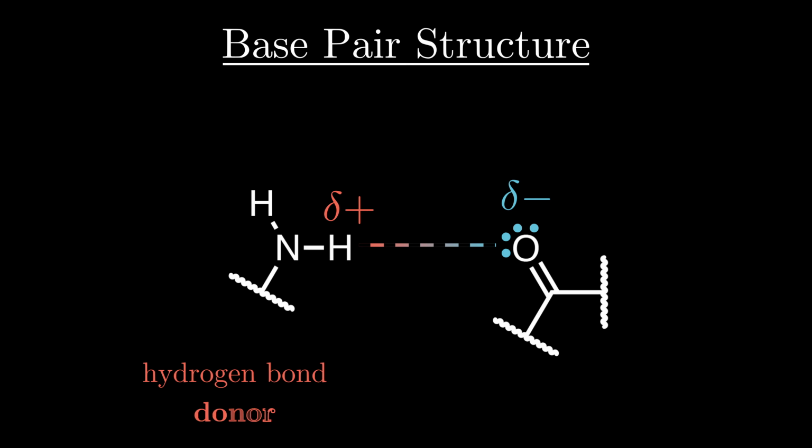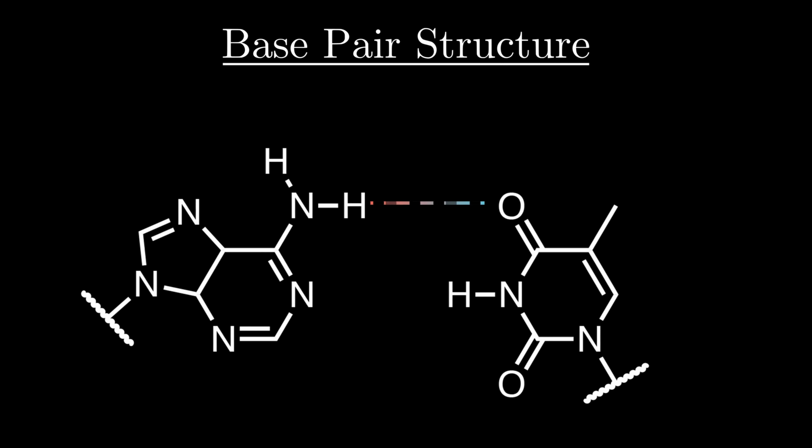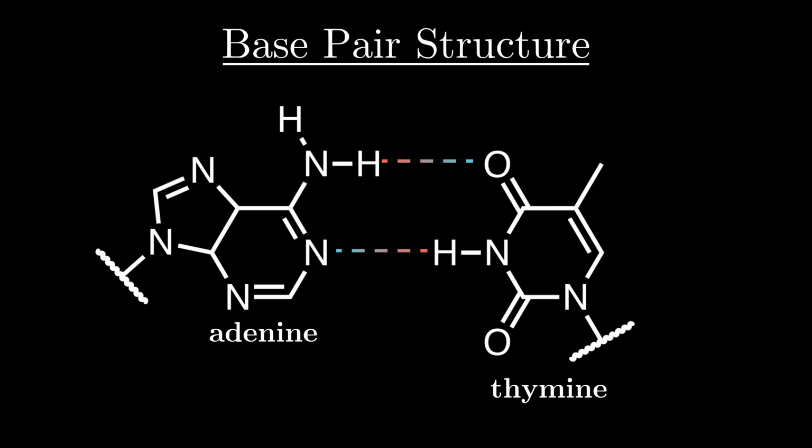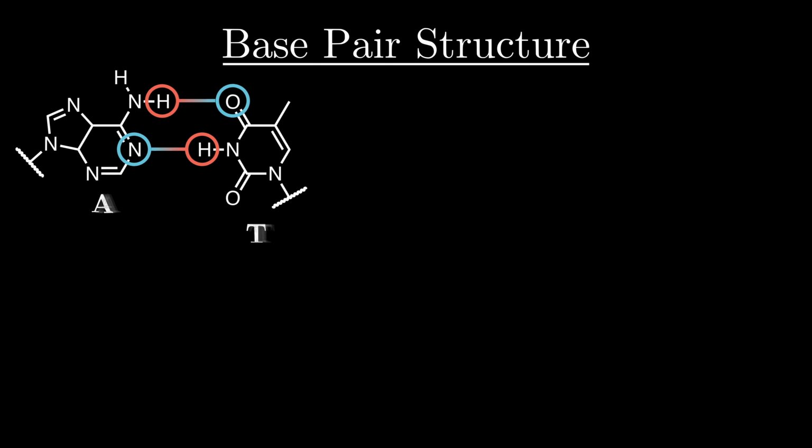The part that donates the hydrogen is called the hydrogen bond donor, and the other part that contains a lone pair of electrons is called a hydrogen bond acceptor. So with that all in mind, let's see this in action in a base pair. You can see here that in the base pair of adenine and thymine, there are two hydrogen bonds, each one with a hydrogen bond donor and one acceptor. Here I've drawn red circles around the donors, and here are blue circles around the acceptors.